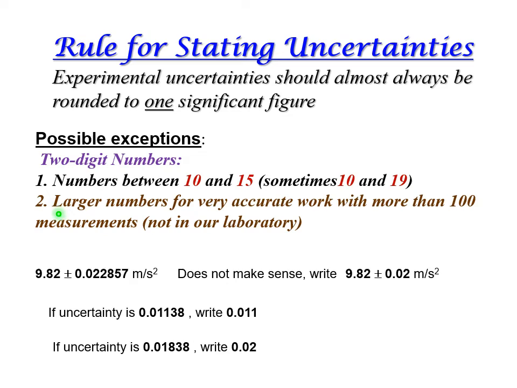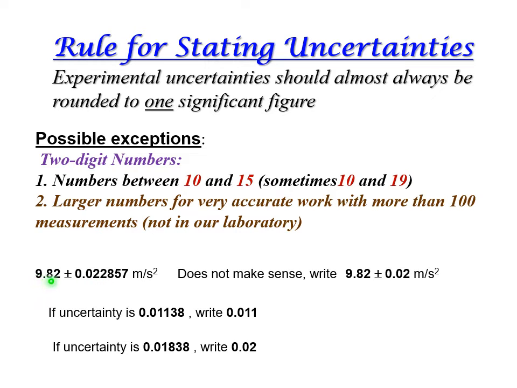Another exception is that larger numbers of digits are used for very accurate work with more than 100 measurements. We never do such work in our laboratory, so we are never using this approach. So how does it work?